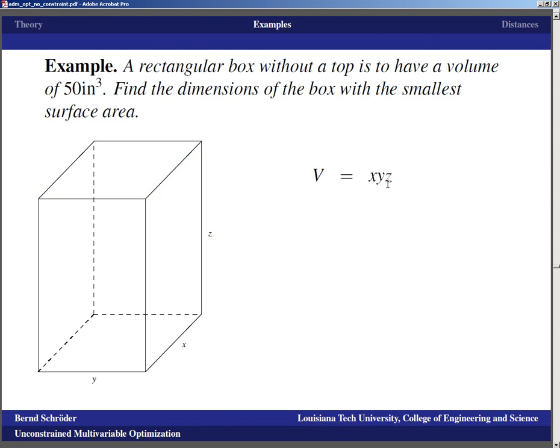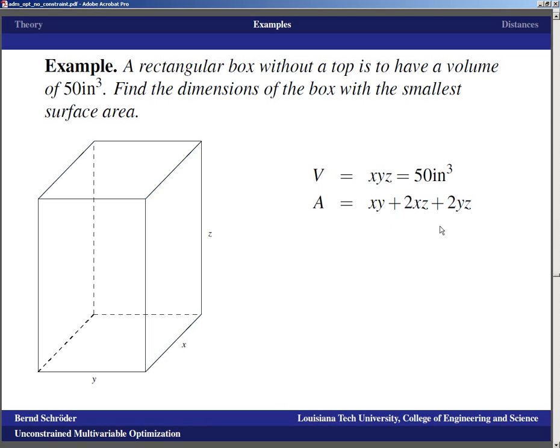So the volume is x times y times z, width times depth times height, and that's supposed to be 50 cubic inches. And the surface area is A equals xy, that's the area of the bottom, plus 2xz, that's this right panel and this left panel, plus 2yz, and that is the front panel and the back panel, right? Okay, so that gives us an area as a function of 3 variables.